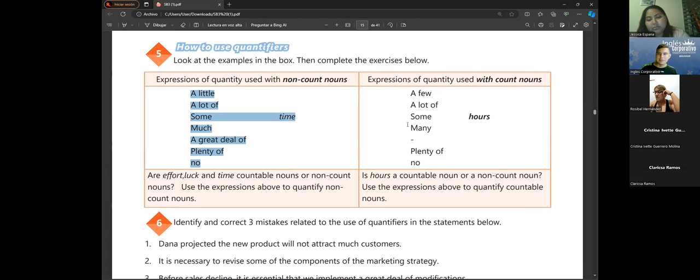As you can see, the difference here is just many and a few. And then you can use either countable or uncountable.